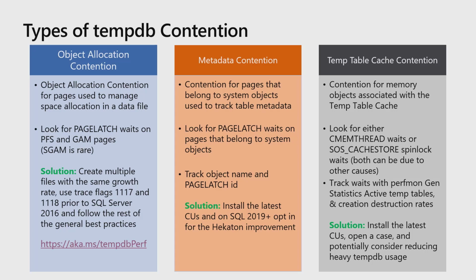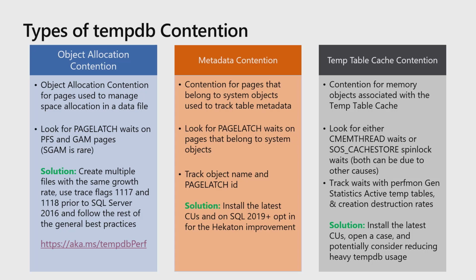We discussed this. The way you would go about diagnosing the situation is to look for the page latch waits on the PFS and the GAM pages. You shouldn't see really much SGAM contention anymore because trace flag 1118 is the default behavior. But in SQL Server 2019, you can certainly still see GAM contention. So what's our solution? Create multiple files and follow best practices.